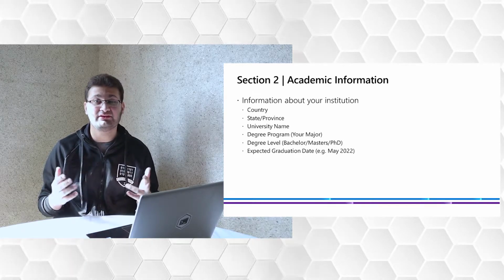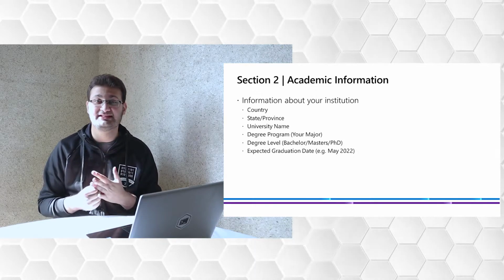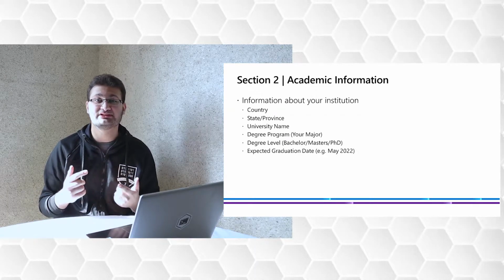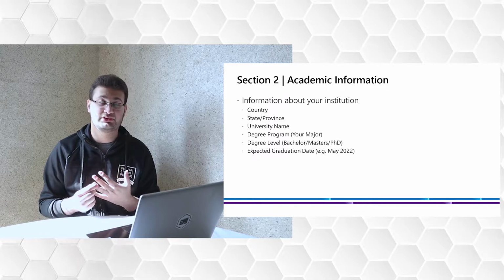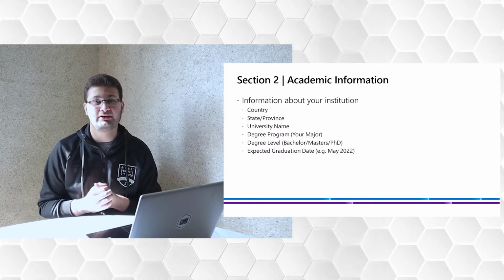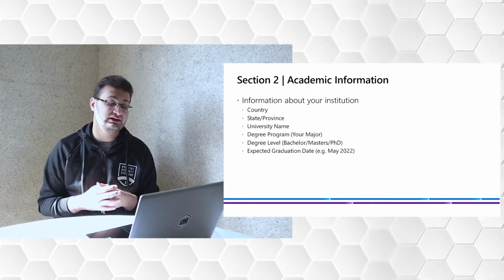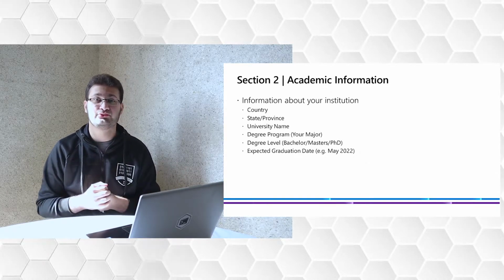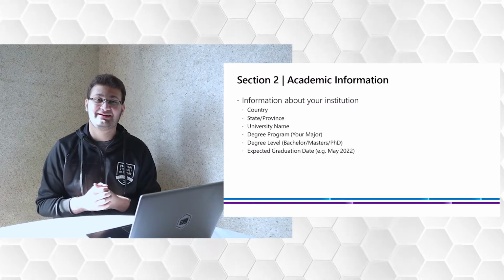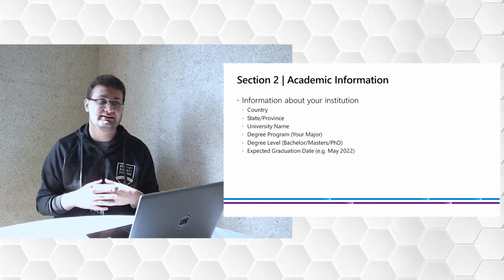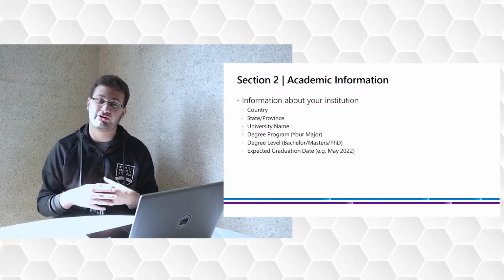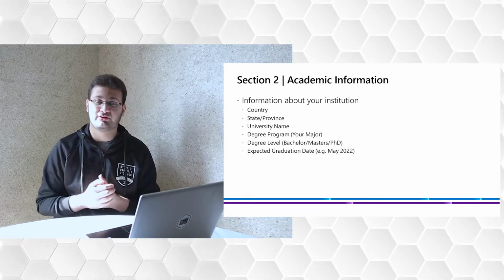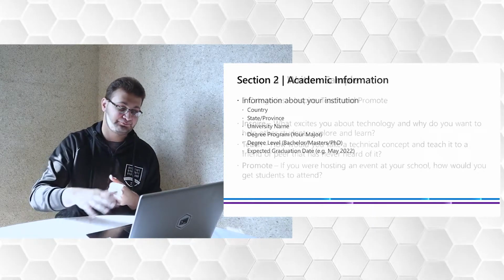Then there's a degree level. There are 3 options: bachelor, masters and PhD. Again, undergraduate students, postgraduate students and PhD students, they all are eligible to apply to this program. Then you have to put in your expected graduation date. Like mine is 2022, hopefully, if this pandemic allows. Just put in your expected graduation date.